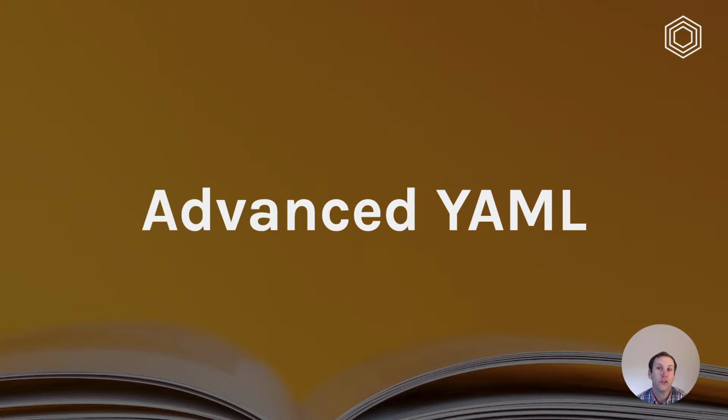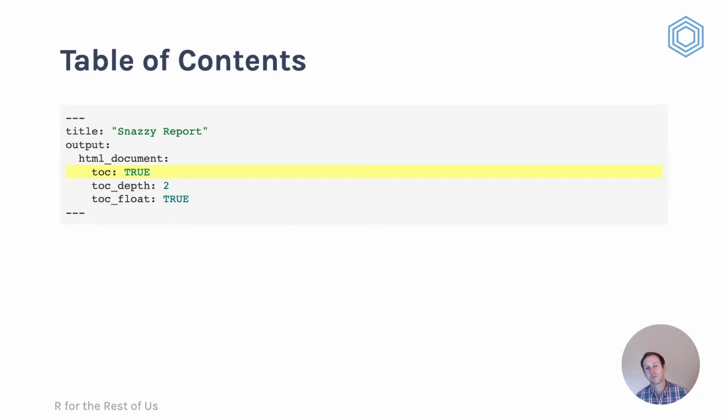I'm going to focus now on some advanced YAML, starting out with HTML. There are other things you can do with other formats, but what I'm going to present initially is for HTML. As you're probably realizing, I definitely recommend knitting to HTML. It just gives you a lot more flexibility than any other format. So the first thing you can do within your YAML is add a table of contents.